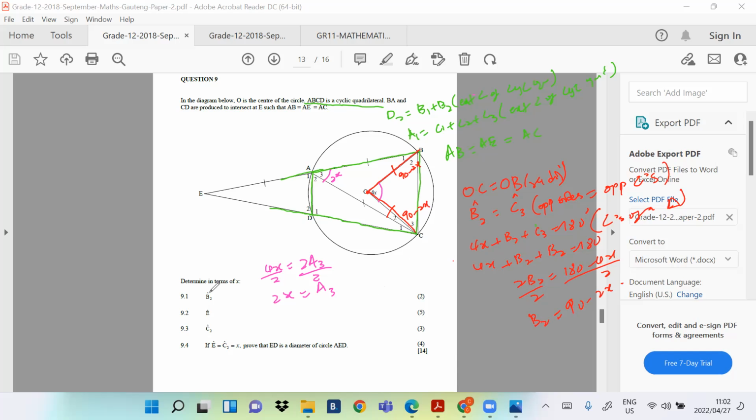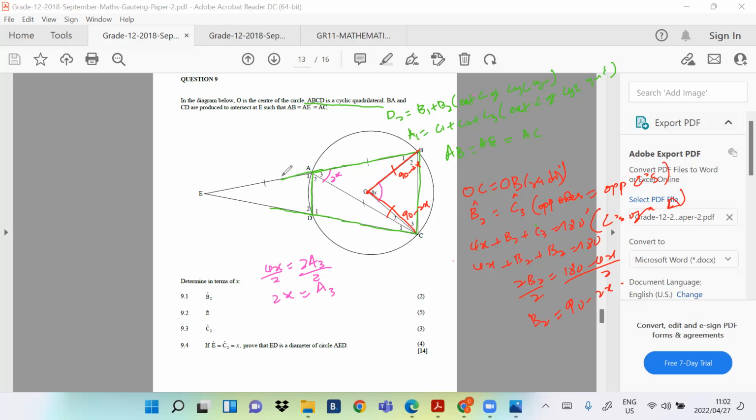Next question, they want angle E. It's 5 marks, you see. That means we need to do a lot of calculations. Maybe we've already done them. So this is 90 minus x, this is 90 minus x. We also said this is 2x.